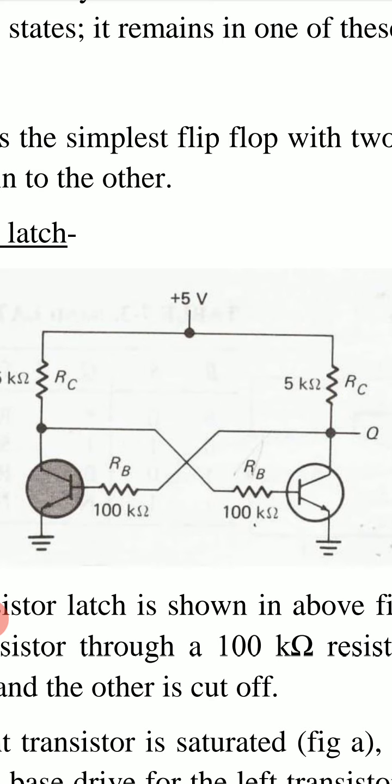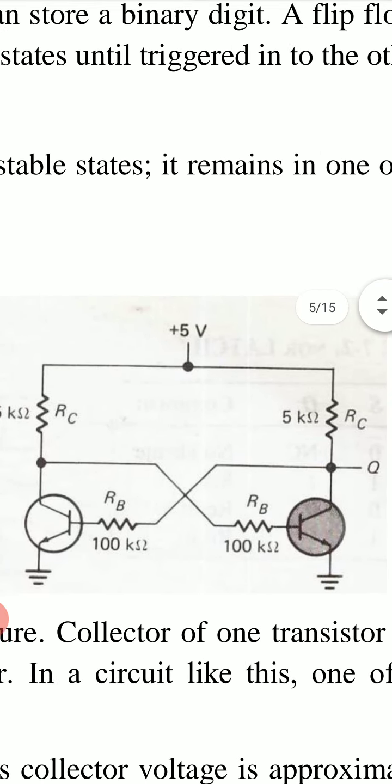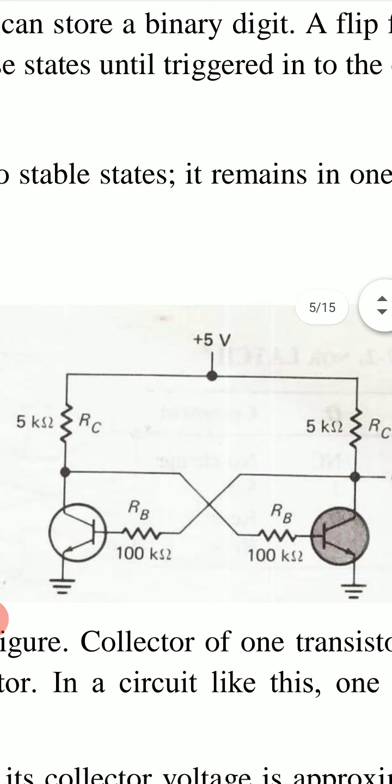In this figure, the transistor on the left side is in cut-off state and the transistor on the right side is in saturation condition. In this figure, the situation is reversed. The transistor on the left is in saturation condition and the transistor on the right is in cutoff condition. So one of the two transistors will be in saturation condition while the other will be in cutoff condition.